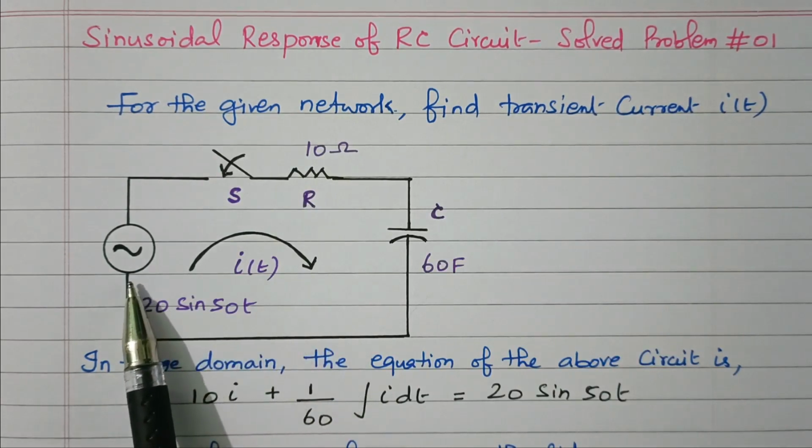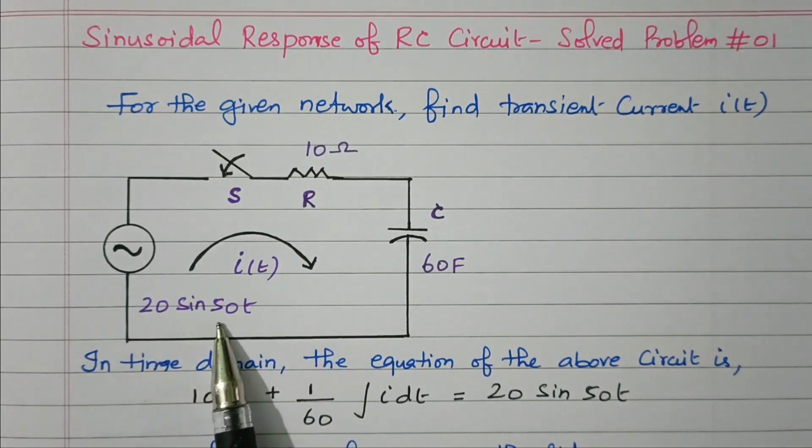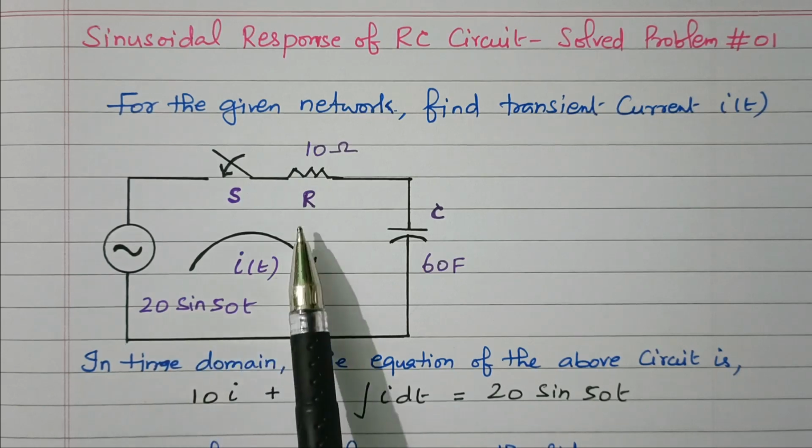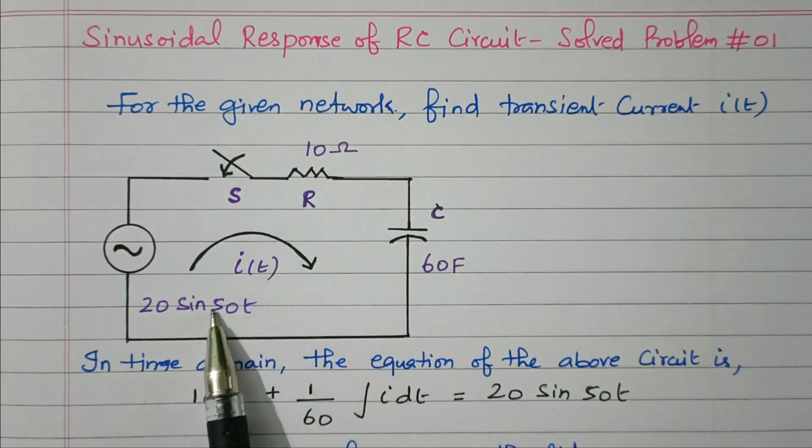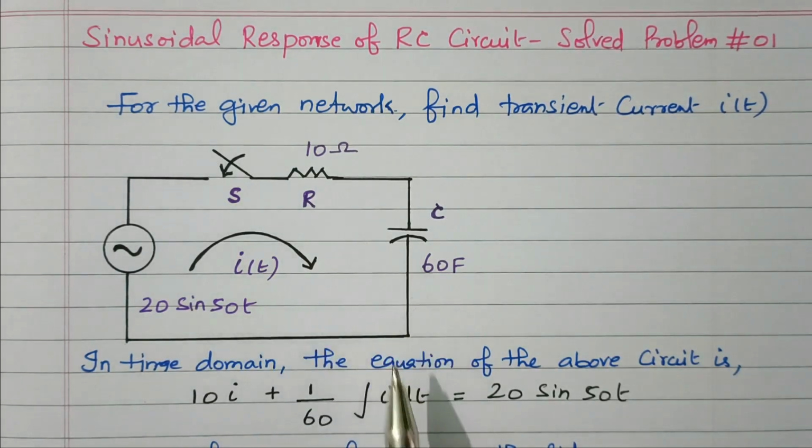The voltage is a sinusoidal voltage, 20 sin 50t. So in the time domain, the equation of the above circuit is given by using KVL, Kirchhoff's voltage law. Applied voltage equals the voltage drop across resistor and capacitor. That is Kirchhoff's voltage law: voltage rise equals voltage drop. So 20 sin 50t equals resistive drop plus capacitive drop.